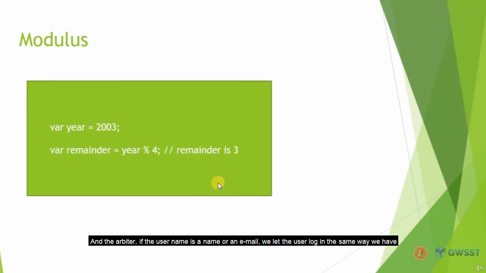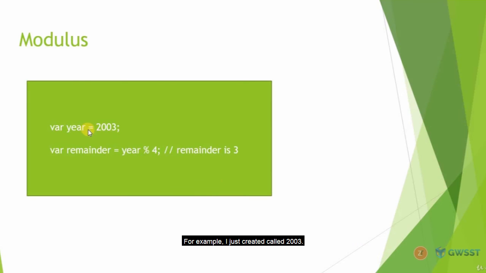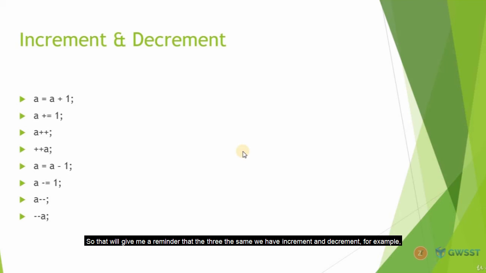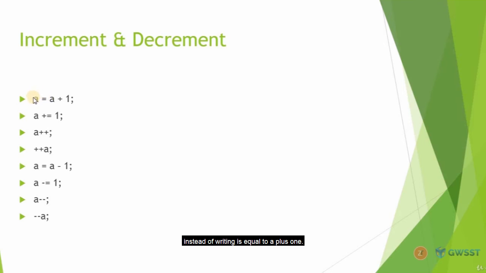In the same way we have the modulus, but in modulus, instead of dividing or multiplying, we are checking the remainder. For example, I just create a year called 2003, and if I want to check the leap year of that particular year, then I'll be using the modulus of 4. So that will give me a remainder of 3. In the same way we have increment and decrement. For example, instead of writing a is equal to a plus 1, we can write a plus equal to 1 or a plus plus.